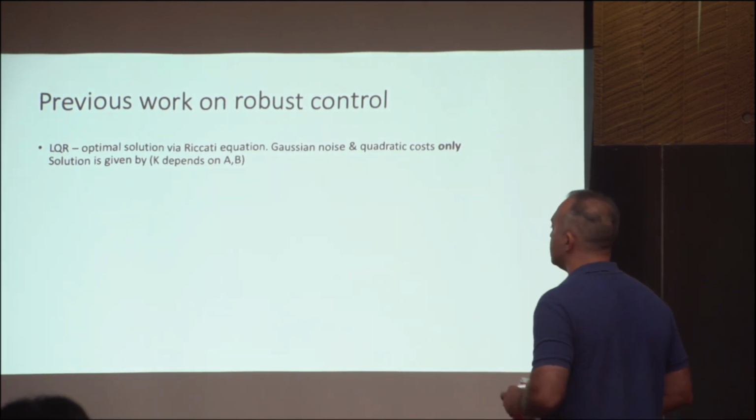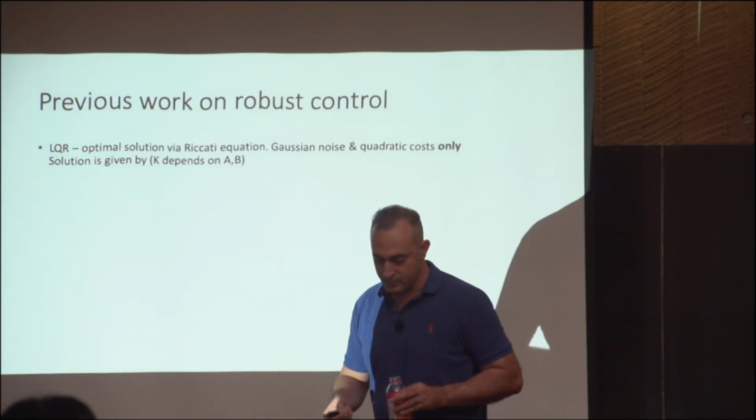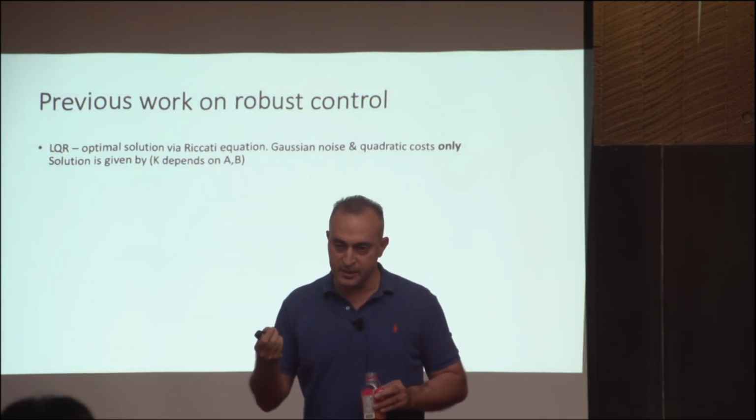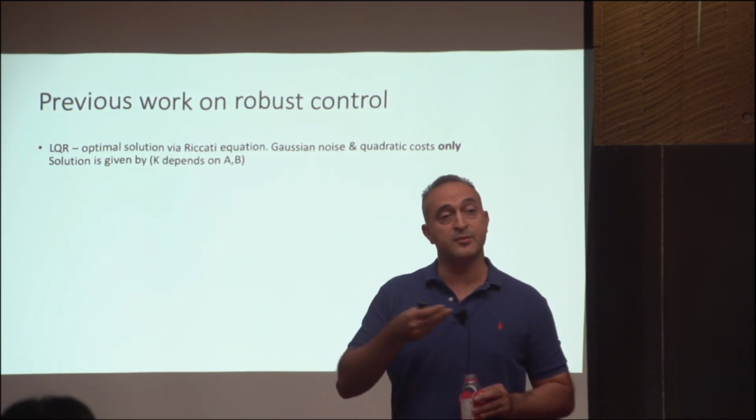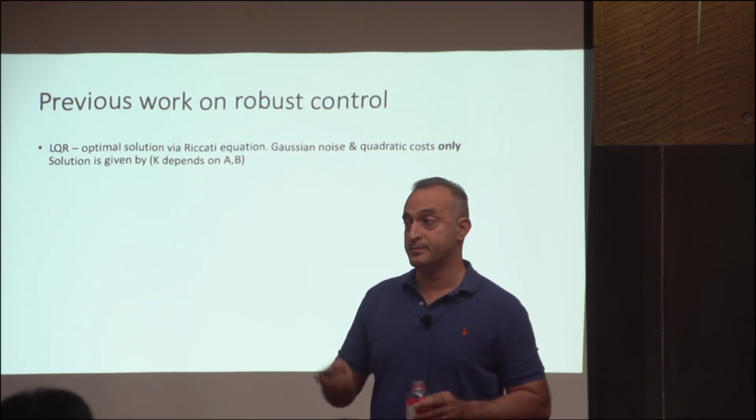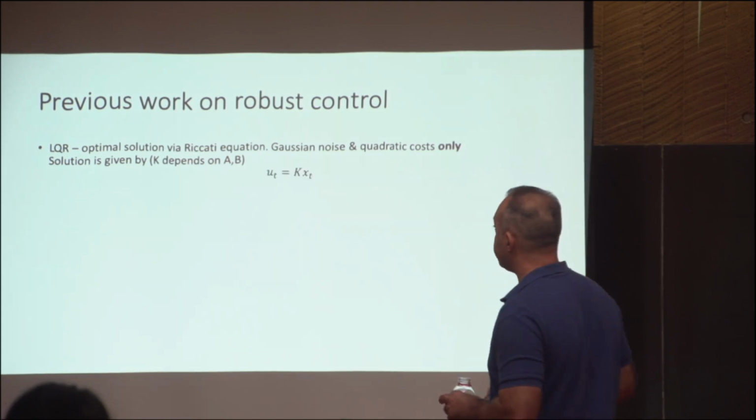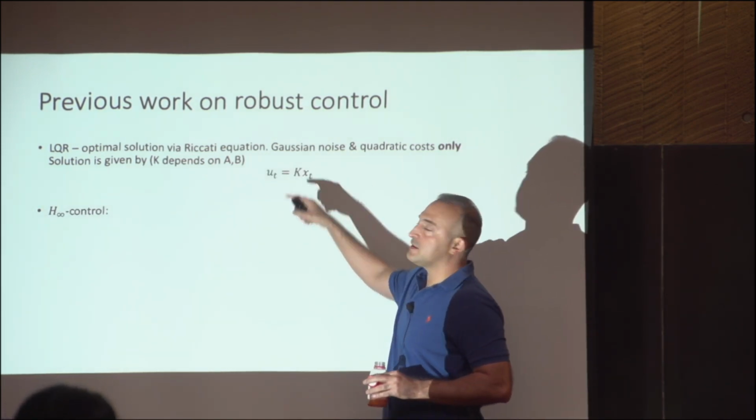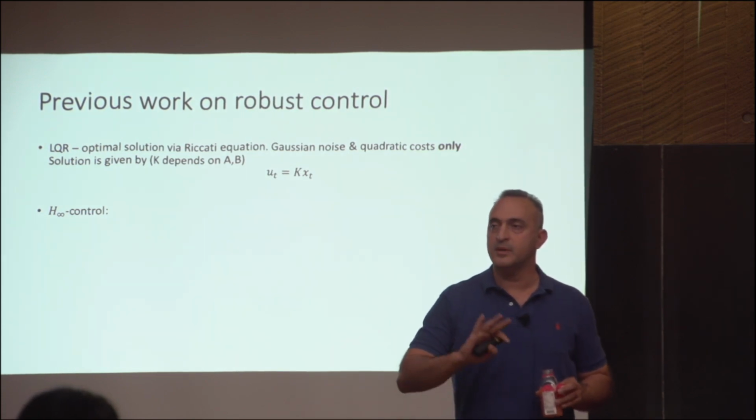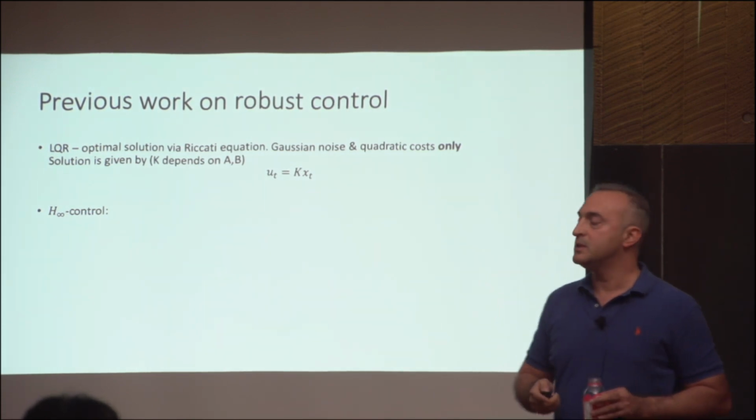So the optimal solution turns out to be linear. The control u that you will play is a linear function of the state. And this turns out to be optimal. Okay. So it has this form. And this is maybe the most common primitive in control.